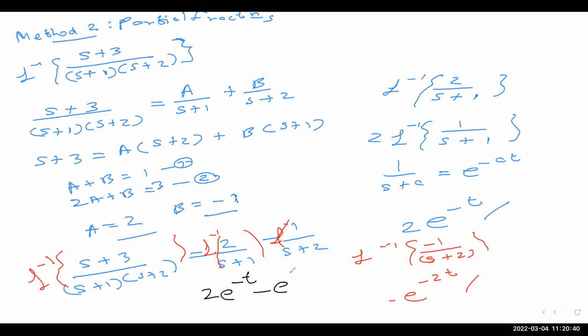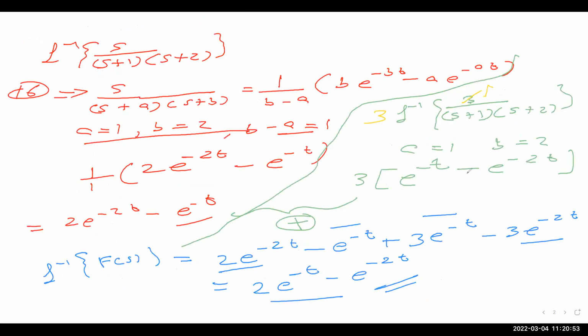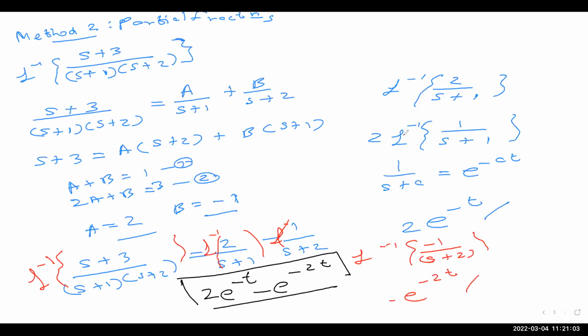Minus e minus 2t, right? So this is what we get. So if we go back to the other method, you could see that we have got the same answer, right? Yeah, two methods, but same answer. So as long as you get the answer properly, you can use any method, right? Okay.